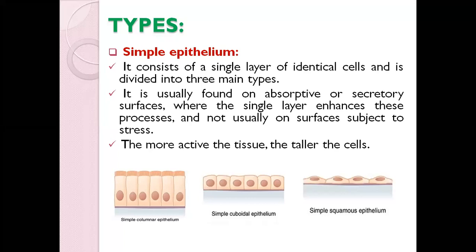And under simple, the division mostly takes place because of shape. Columnar is rectangular in shape, cuboidal is cube-shaped, squamous is flat. So this is about the simple.